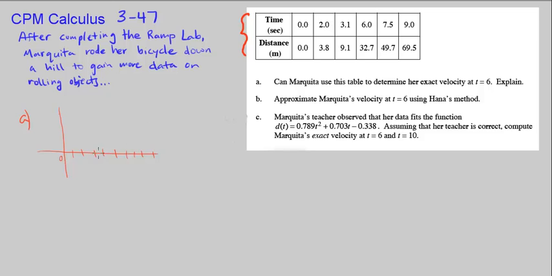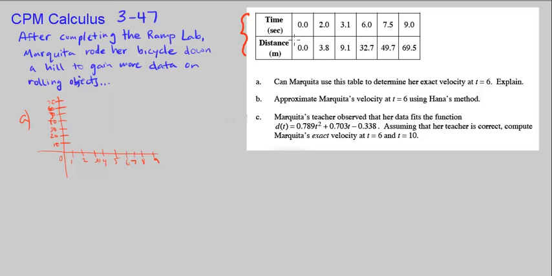So 0 to 3.1, so 3.1 is around there. 6, so 1, 2, 3, 4, 5, 6. Let's just put them all in: 4, 5, 6, 7, 8, 9. And then we have these distances, 0, 3.8, up to almost 70. So I'm going to make these marks 10 each: 10, 20, 30, 40, 50, 60, 70.